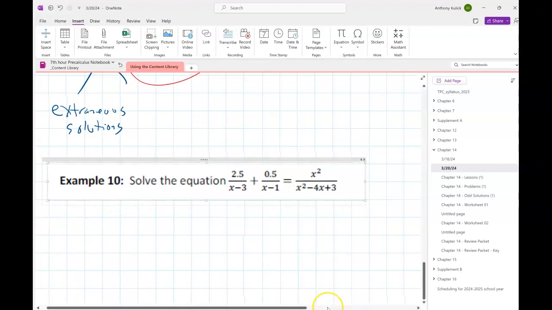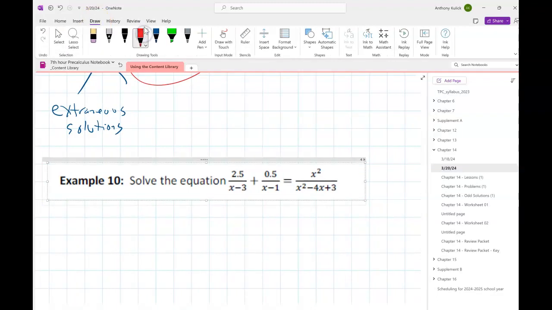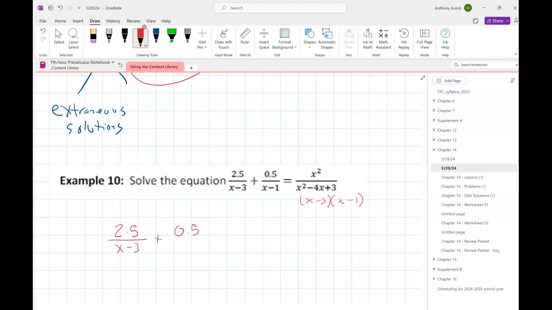All right. Another example. Once again, I noticed the x squared minus 4x plus 3 in the denominator. As soon as I see that, what must I do? Great. This factored the same way it did before, negative 3 and negative 1. So what is going to be my least common multiple here for this problem? Excellent. X minus 3 times x minus 1.